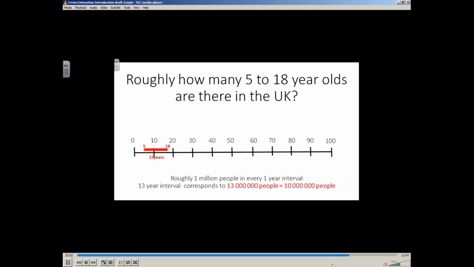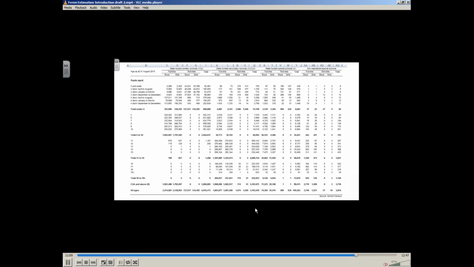Okay, let's see how good our estimate was. I actually went online and dug out the school census figures from the DFE for last year. And here they are. Here is a spreadsheet that shows us all the kids at school in the UK. Rather a lot of numbers there.